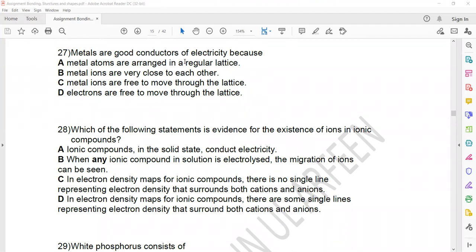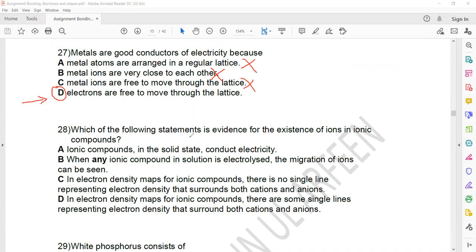In question 27, why can metals conduct electricity, or why are they good conductors of electricity? When we check the statements, there are not metal atoms, there are metal ions, so it cannot be A. Metal ions are very close to each other. Yes, they are very close, but that's not the reason for conduction of electricity. Metal ions are not free to move. Electrons are free to move through the lattice. That's why metals are good conductors of electricity.